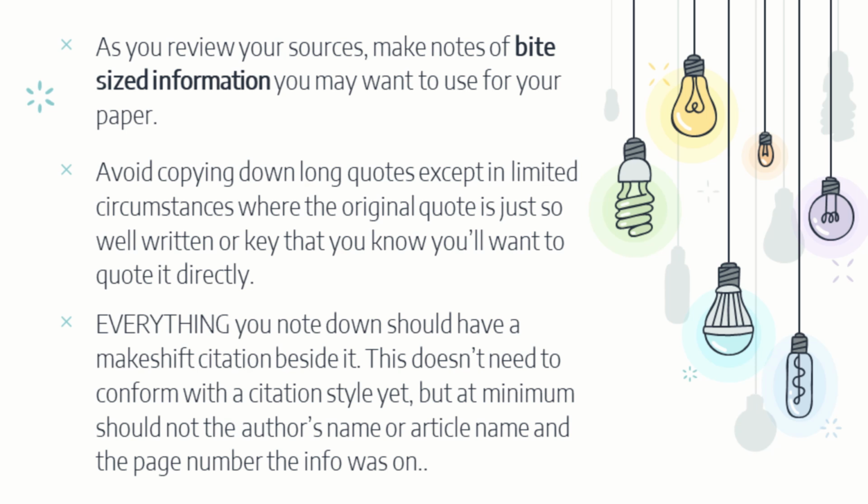But whether bite-sized bits of evidence or longer quotes, everything you make note of should also have a little mini citation next to it so you can remember what source this came from. Usually the author's last name and the page number is more than sufficient because you have that running list of sources to keep track of the rest of the information. But if you happen to have multiple sources by the same author, also include the year published or something like that to keep it straight.